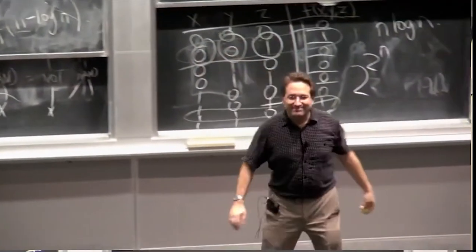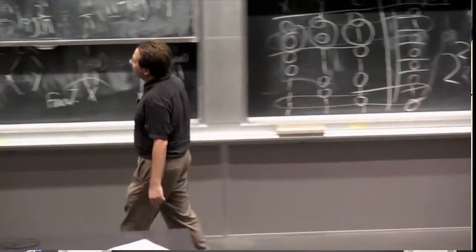This is what we want to say. S is big theta of 2 to the n over n.